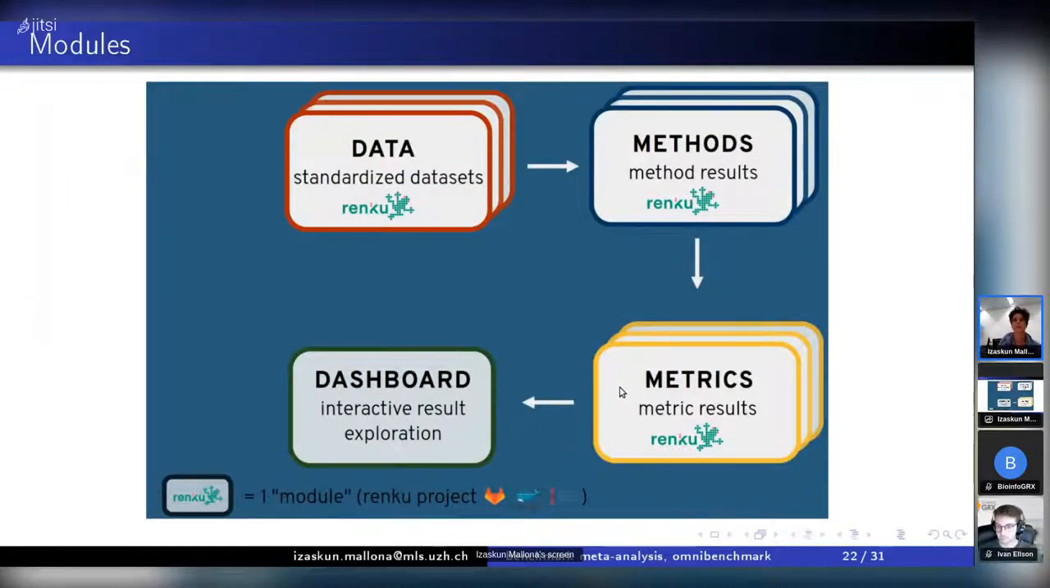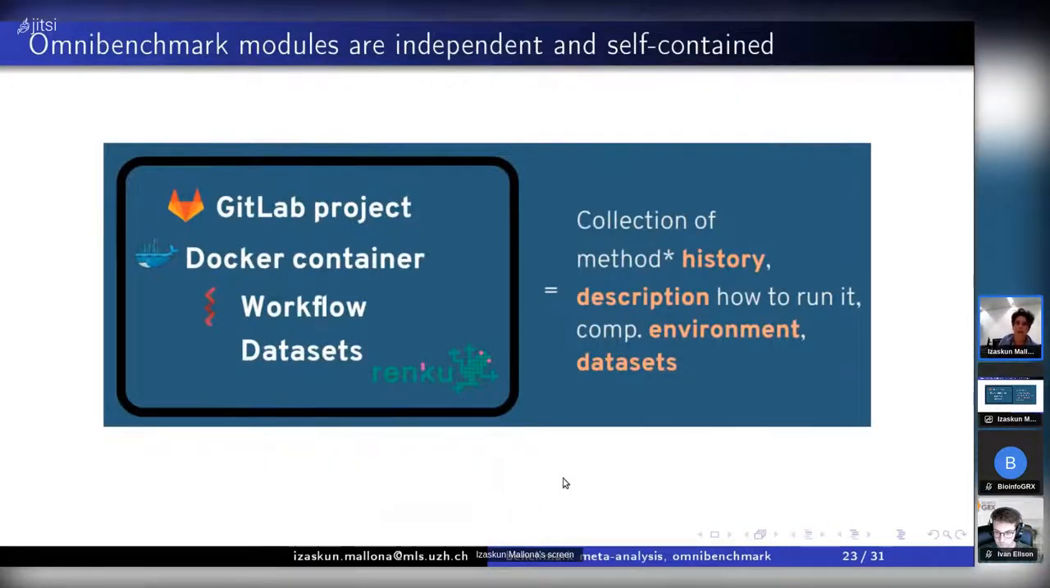So how does it look in terms of modules? We discussed that we are going to have items that are isolated but can be connected with each other. We normally refer to them as data, methods, metrics, and the final dashboard. And the modules for us are Renku projects that, as you can see here, are not going to be very surprising. They are going to have Git, they are going to have Docker, and they are going to have a common workflow language. How does it work? With exactly that, which describes what is being done at each step, each computation, in terms of history, authorship, of course the software stack, and the original data and its outputs.